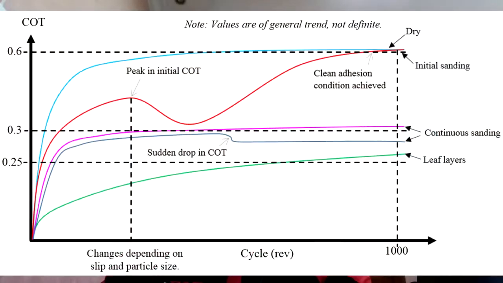While for continuous sanding, where the sand is continuously injected into the interface, we can see from this pink line that the coefficient of traction is maintained at 0.3. The sudden drop in the coefficient of traction of the dark blue line is because of the breaking of the compact crushed sand layer on the wheel-rail interface.